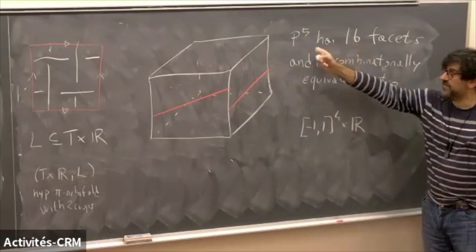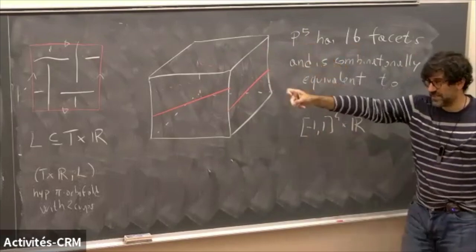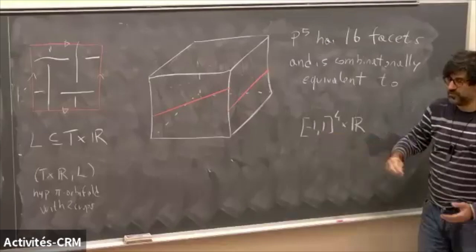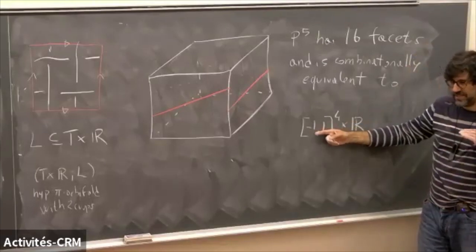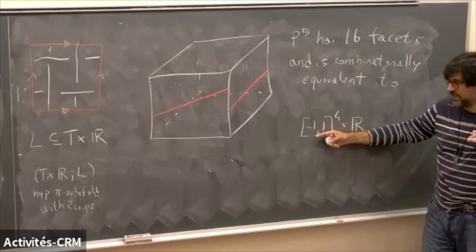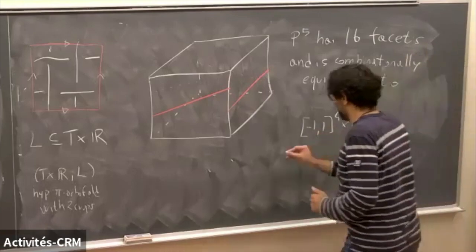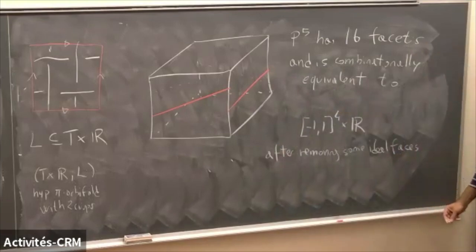So this right angle hyperbolic polyhedron in dimension 5 is exactly like this. It's combinatorially equivalent to a 4-dimensional cube times R with all the vertical faces subdivided carefully in 2 so that they become 16. And then you remove some faces. The crucial point here is that we don't care about ideal points.